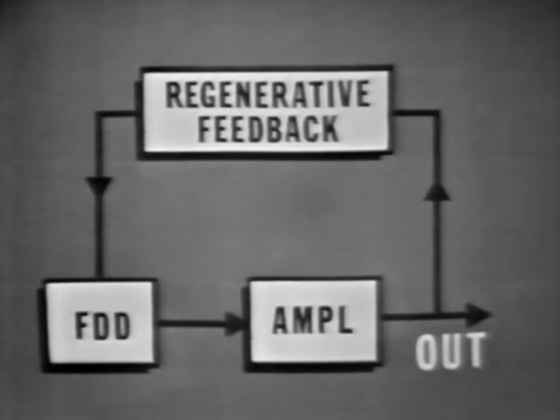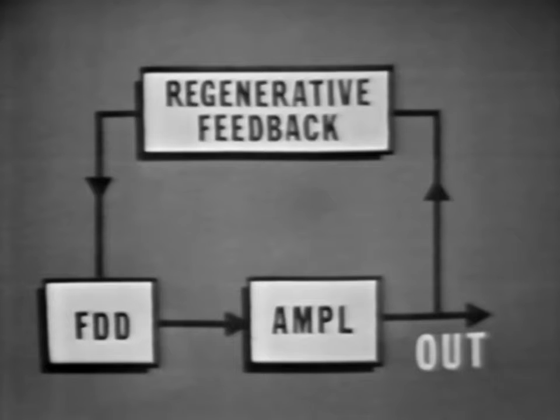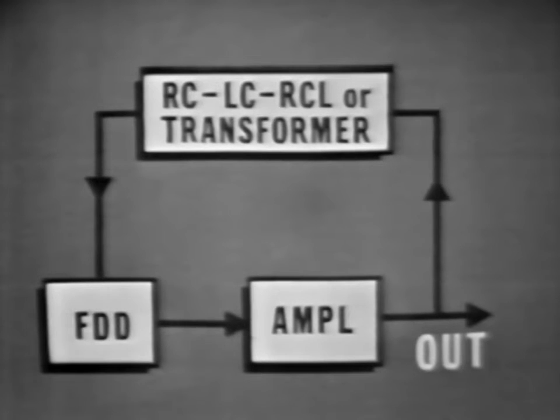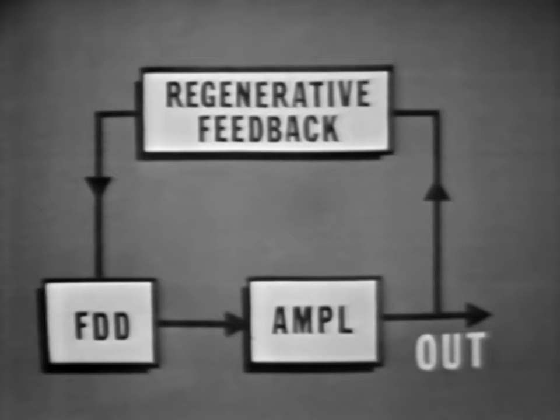Now, because many amplifiers shift the phase of the signal by 180 degrees, there may be phase-shifting networks required in the feedback path. Various methods are used: RC, LC, RCL, or transformers between the output and the input. Now, which system is used will be determined by the type of oscillator circuit and its application. The important thing is that the energy fed back be in phase with the signal generated by the frequency-determining device.